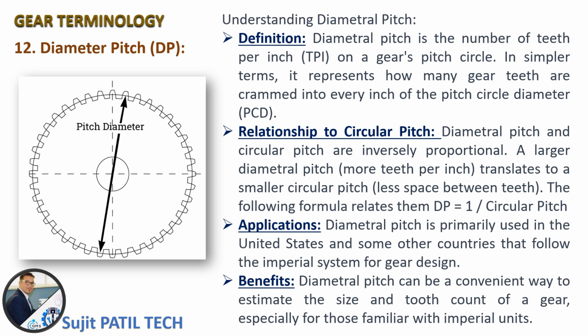Applications. Diametral pitch is primarily used in the United States and some other countries that follow the imperial system for gear design. Benefits. Diametral pitch can be a convenient way to estimate the size and tooth count of a gear, especially for those familiar with imperial units.